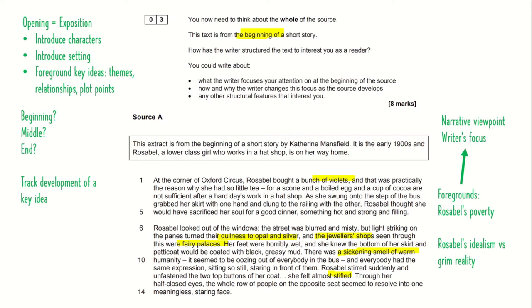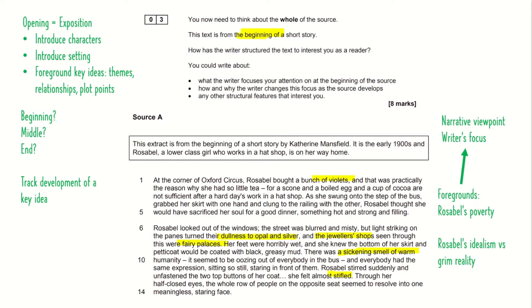So in the case of this extract here, the third person narrative viewpoint is why I know Rosabelle is poor, because the narrator is the one who tells me Rosabelle bought a bunch of violets. The narrative viewpoint is able to focus on her external actions, telling us the things that she is doing, and that is what tells me she is poor. The second thing is that the narrative viewpoint also is internal and it's limited.